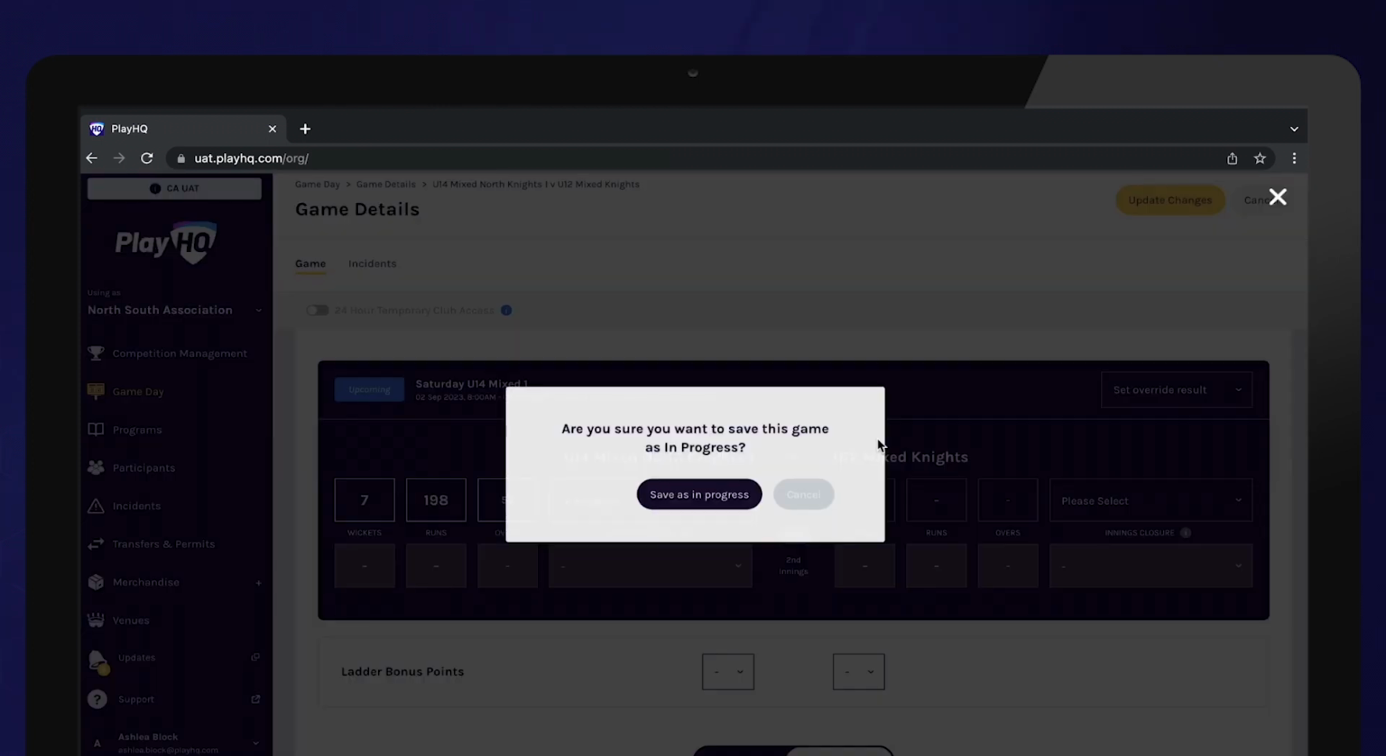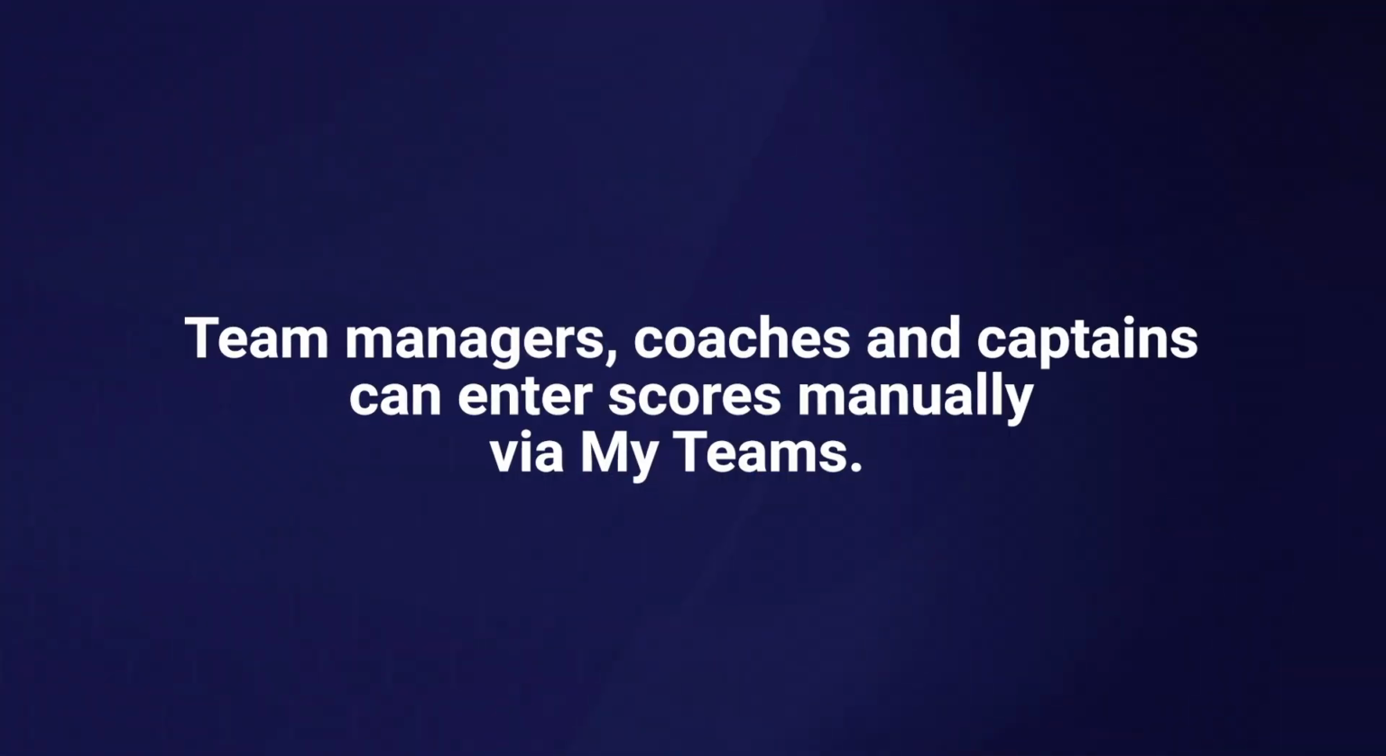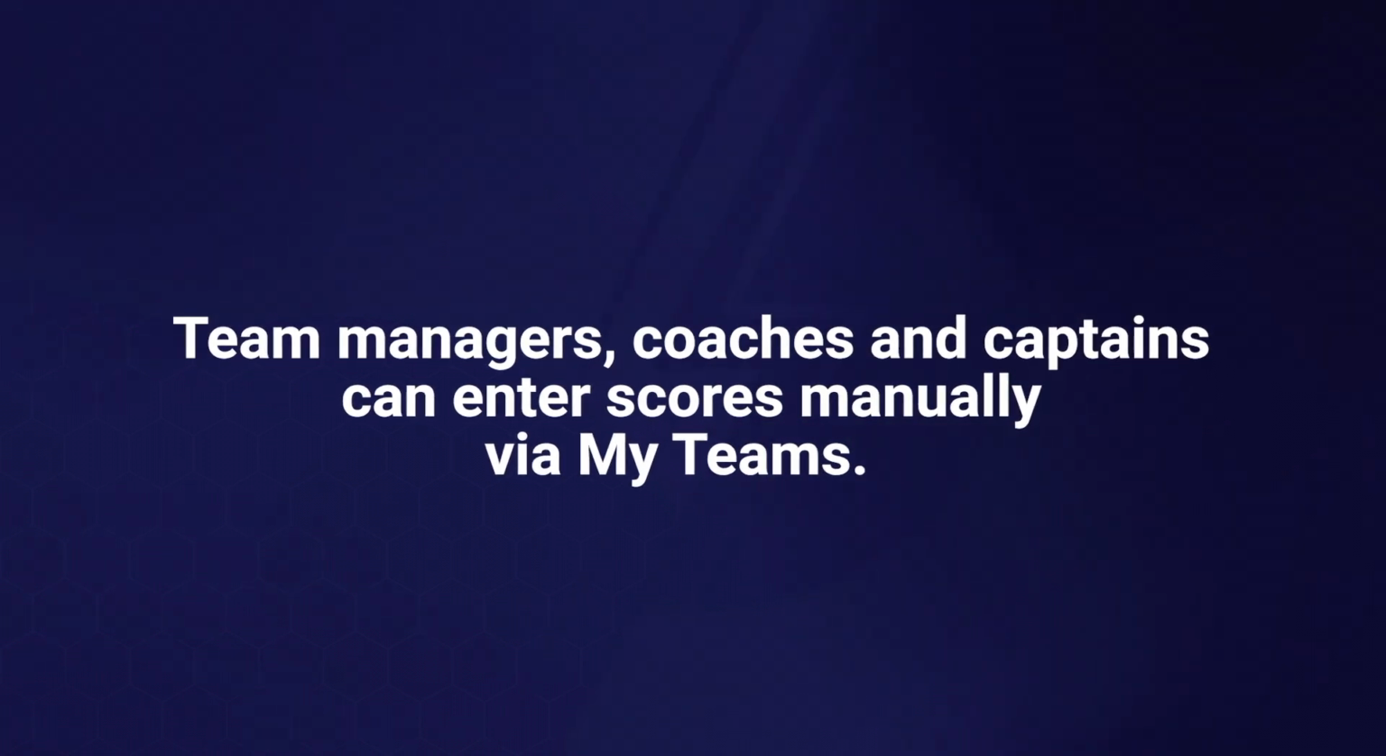A pop-up will appear in certain scenarios and you will need to select whether the game is in progress or is finalised. If in progress is selected, the game will be saved with an in progress status with no outcome determined. If finalised is selected, an outcome will be saved based on the scores entered. Note, team managers, coaches and captains can enter scores manually via My Teams.